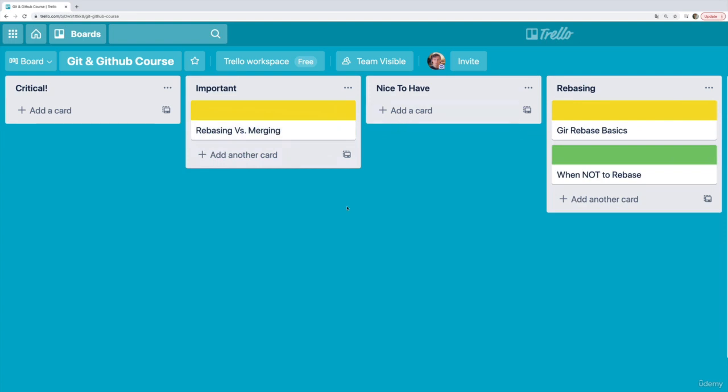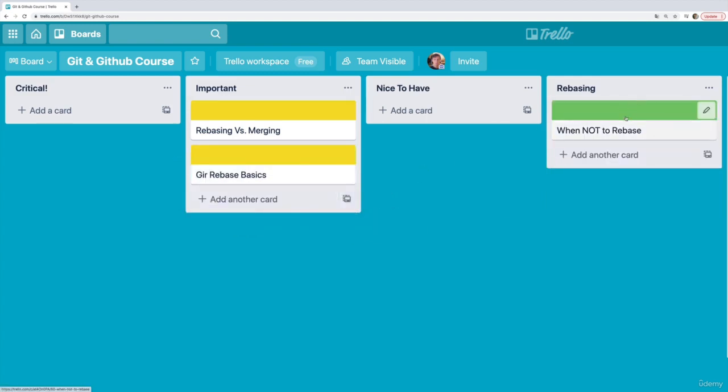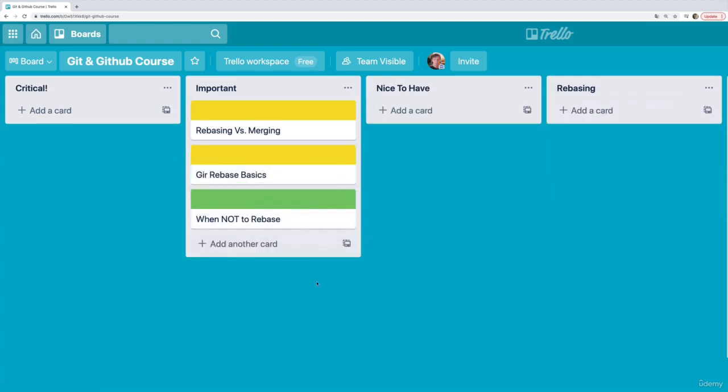So we want to start by understanding the difference between two things that are similar, rebasing and merging, two different ways of integrating changes from different branches. And then I'll show you how to use git rebase, and then I'll talk about when not to rebase. That is a very important thing to understand, something called the golden rule of rebasing. But that's really all we cover in this section.